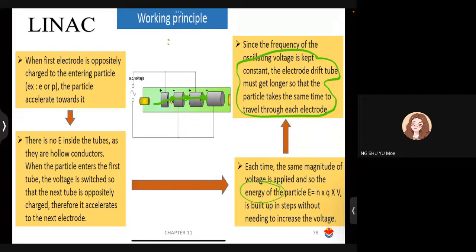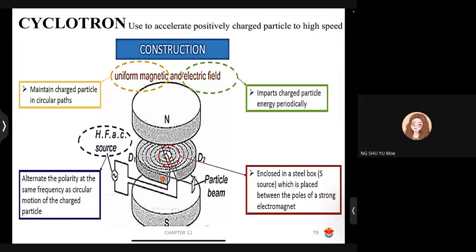Dan ni akan state. So saya just jangan hafal lah. Jangan hafal working principle, tak ada. Okay. Cyclotron ni pula dia adalah sama juga tapi dia dalam bentuk bulat. Dia bentuk bulat lah. Dia ada dua medan, uniform magnetic field dengan electric field lah.